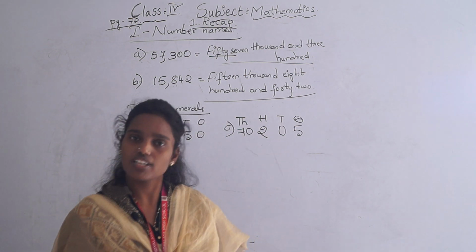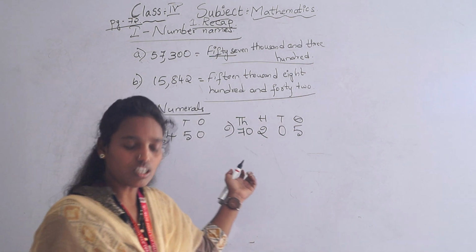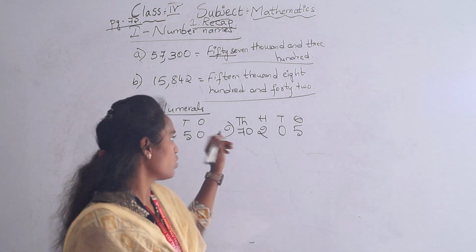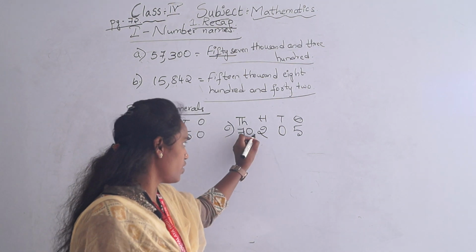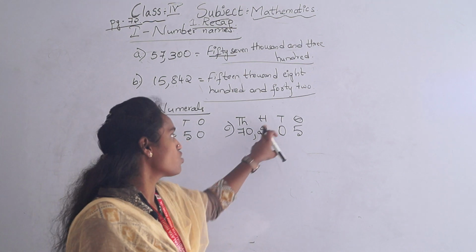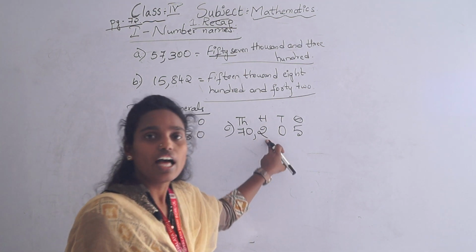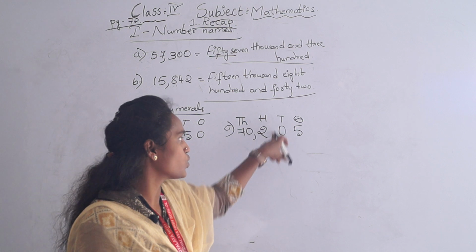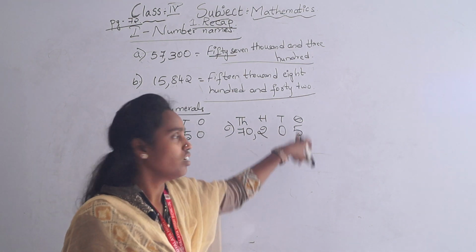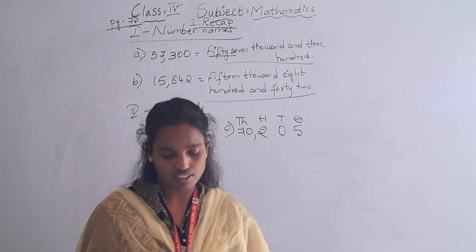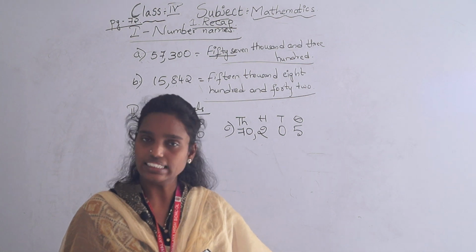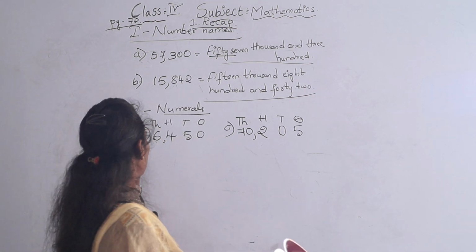Have you got it, children? Once again I will repeat. 70,205. In the place of 1,000 we should write 70, in the place of hundreds we should write 2, and there is no tens place, so we should keep 0 and 5. We should write 5 in the ones place. So you do the B and D bits, and see the third bit.